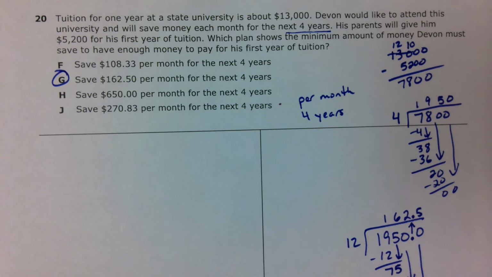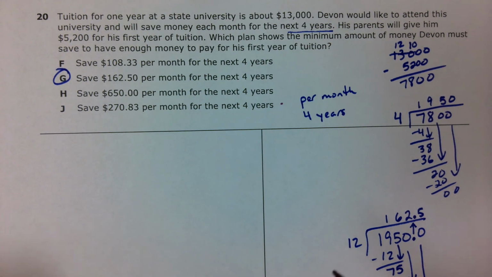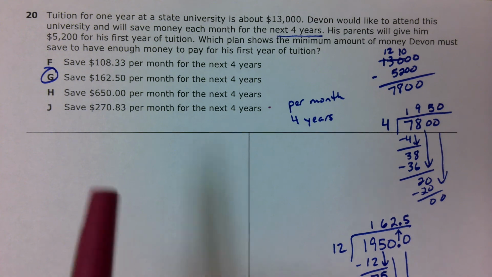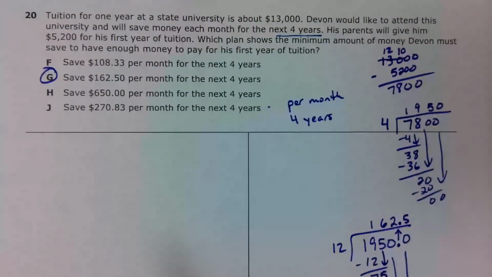Now you could also work this backwards and take the answer options and then multiply them out, either by 12 and 4 or by 48. Either way, you'll get the right answer. So that's a couple different ways to look at this. You can work backwards from the answers, or you can work it out like this.